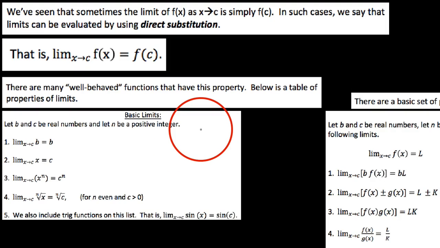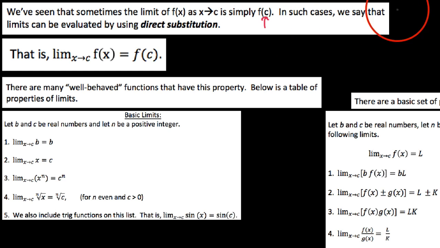Okay, YouTube, we've been exploring evaluating limits, and in this video we're going to visit a very profound property, and that's just the property of direct substitution with a lot of different well-behaved functions. So we've seen that sometimes the limit of our function of x as x gets really close to c is just whatever you get when you plug that x value into your function, because that would be the height that your graph is getting really close to.